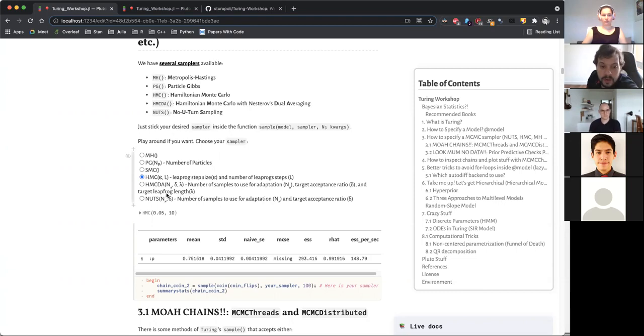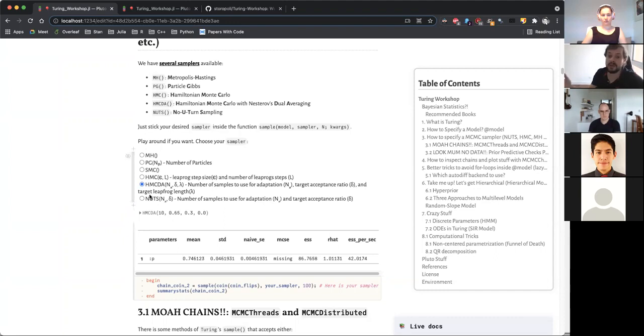And you can also have a target leapfrog length that is generally called lambda. And then you can click this and it will also use 10, 0.65, and I put a lambda of 0.3. So this is kind of the standard parameters.